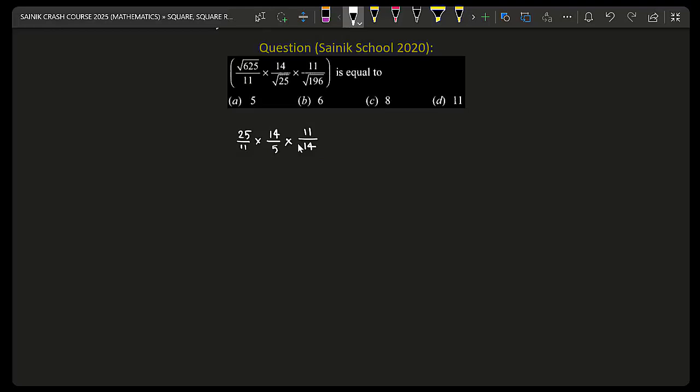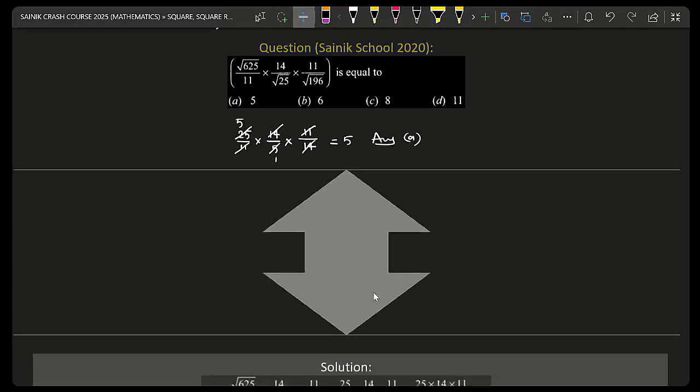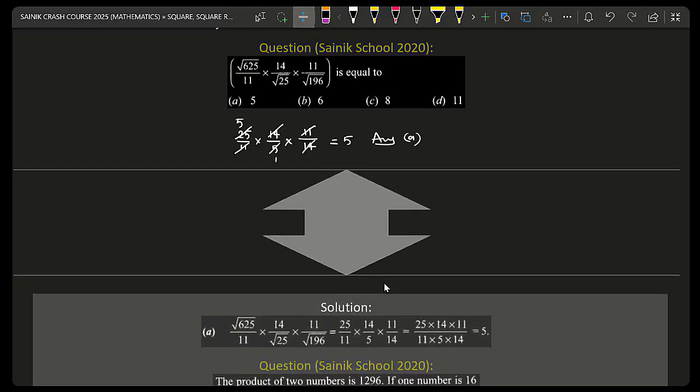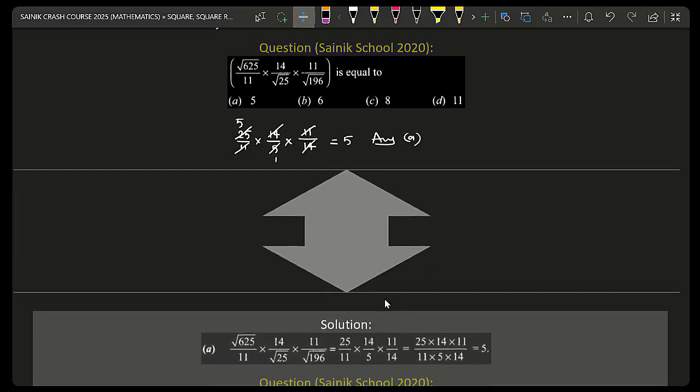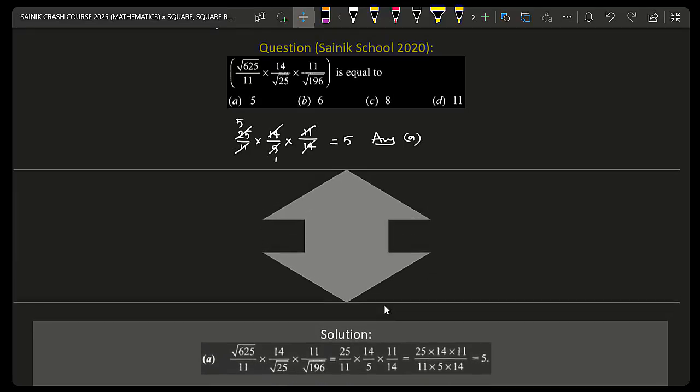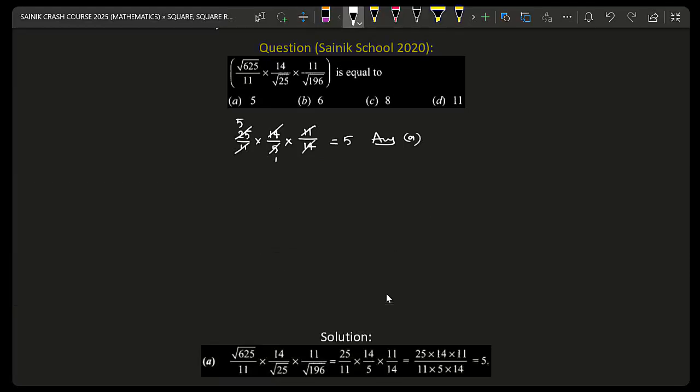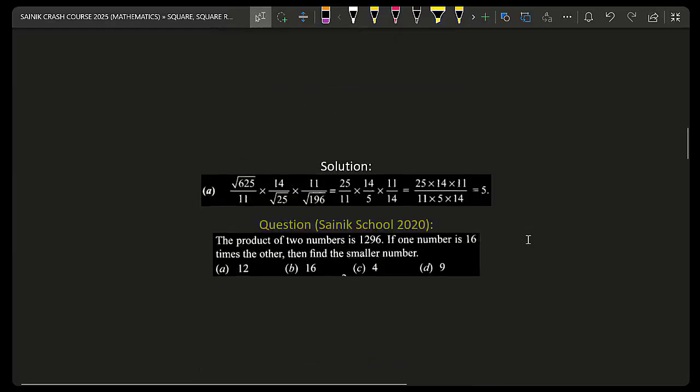Yes, Ritvik. 14, 14 cancel. Next. Sir, 11, 11 cancel. Next. Sir, 5 ones, 5 fives. 5 ones and 5 fives. So what is the final answer? Sir, option A, 5. Option A. Very good, Ritvik. All of you can copy this later, but this is the answer. You can copy this later. Next question.